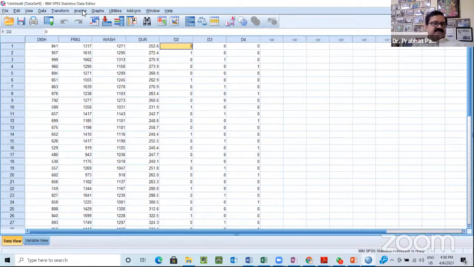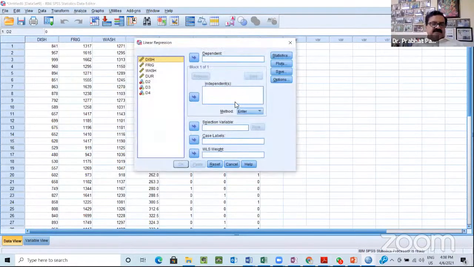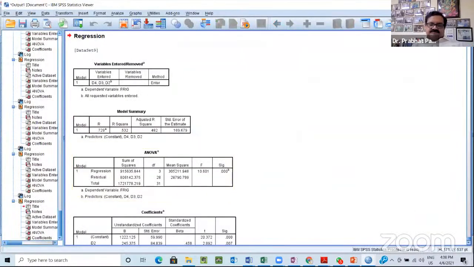For a simple analysis, we can go to regression, then linear. If you are taking the analysis for, let's say, fridge, because fridge has got seasonality in sale, a lot of seasonality you can observe. So how might the sales in different quarters differ for this?